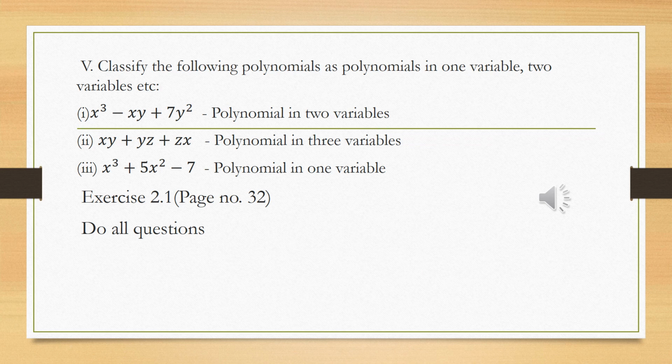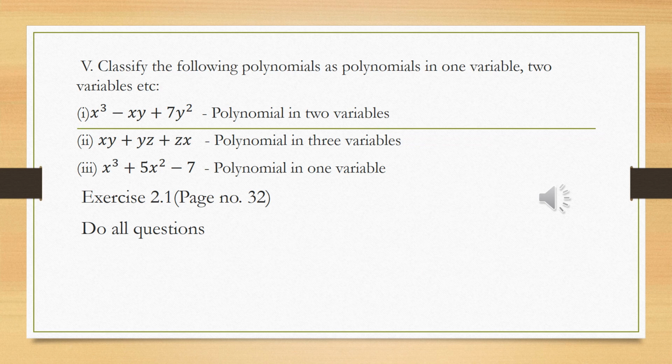xy plus yz plus zx. The variables here in this question are x, y and z. The powers of these variables are whole numbers. So, they are polynomials, but we call them polynomials in three variables. The last question, x cube plus 5x square minus 7. Here we can see only one variable and all the powers are whole numbers. So we can say it is a polynomial in one variable.